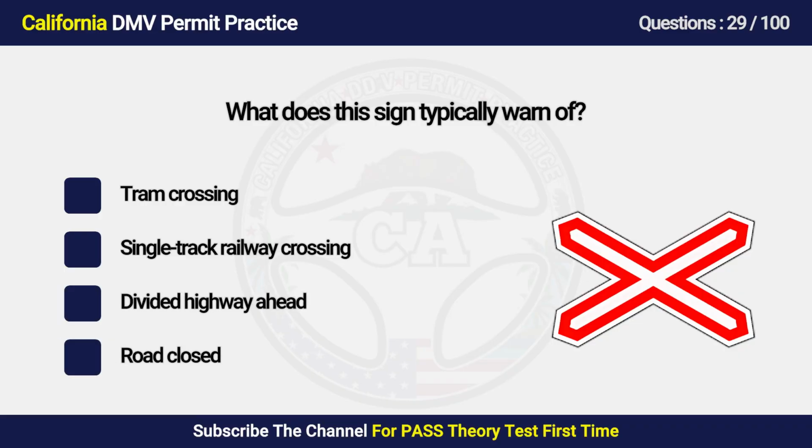A. Tram crossing. B. Railway crossing. C. Divided highway ahead. D. Road closed.